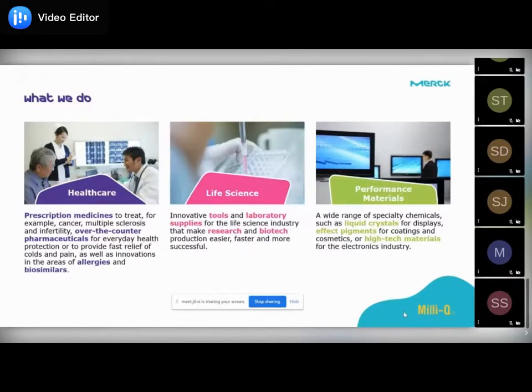If you talk about performance materials, the very important thing is that nowadays we all are using LCD and LED displays, and they are all manufactured using liquid crystals. So it's very much an integral part of all kinds of LED and LCD manufacturing processes. And in Merck, we are very much a pioneer in that segment as well.